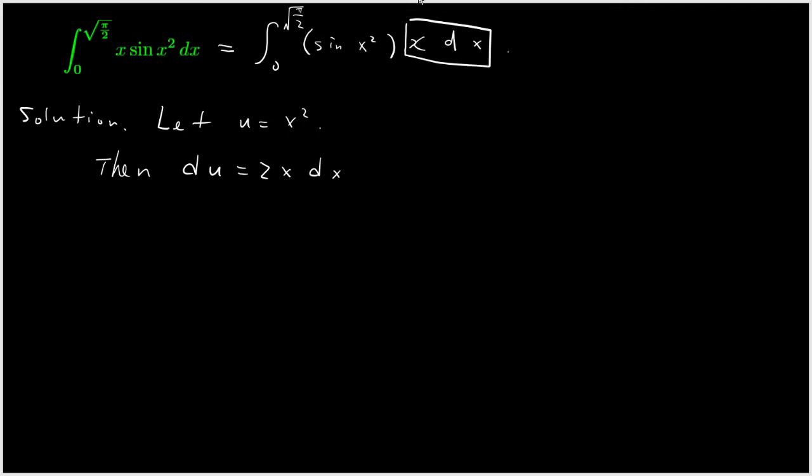After getting du, we identify the box from the differential. What we do next is to solve the equation for the box. So x times dx, the whole thing in the box, equals 1/2 of du. You divide two sides of the equation by 2.